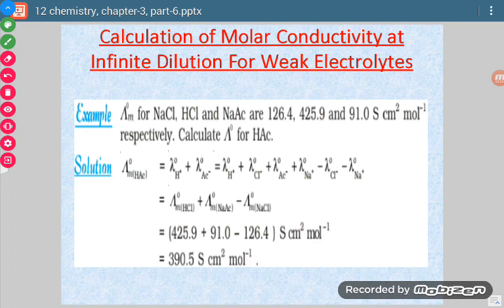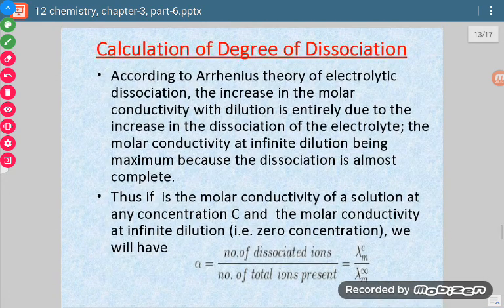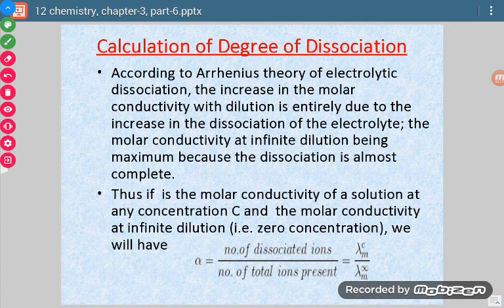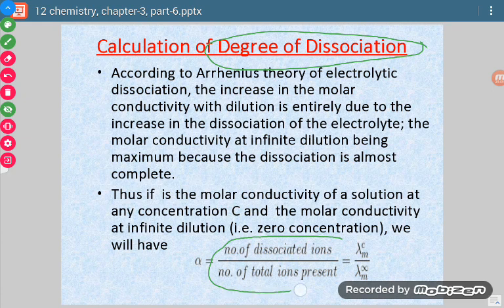Now once we know the value of lambda m naught for the weak electrolyte, then we can calculate the degree of dissociation. In the second chapter you did the Van't Hoff factor, and there you did degree of dissociation or degree of ionization. So what was the definition? Number of dissociated ions divided by total number of ions. This was the definition. Here, for a weak electrolyte, it is denoted by alpha.